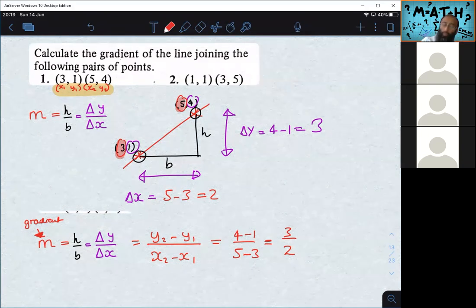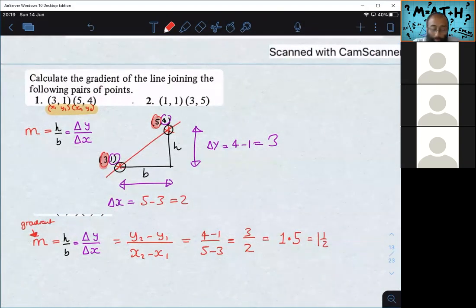So 3 over 2, we could simplify it down to 3 divided by 2 is 1.5. Or you could write it as 1.5. So both of those would be good. So let's look over the formula again. Here's the old formula. Gradient equals height divided by base. And in the new idea, you've got to work out the difference in the y coordinates, divided by the difference in the x coordinates, which gives you y2 minus y1, divided by x2 minus x1.